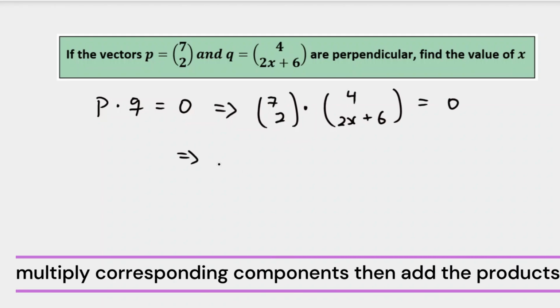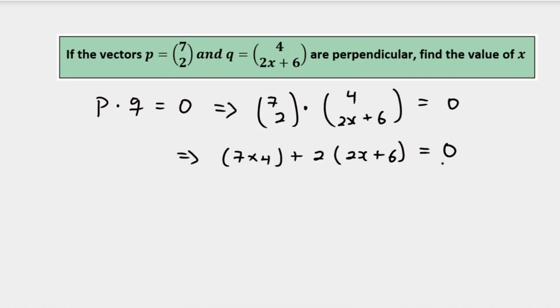Now we have to multiply the vectors. So we're going to get 7 times 4 plus 2 multiplying 2x plus 6. And we're supposed to get 0. Now, this implies that 7 times 4 is 28. And we have to expand this one to remove the bracket. 2 times 2x, we're going to get 4x. And plus 2 times 6 is 12. And that is equal to 0.